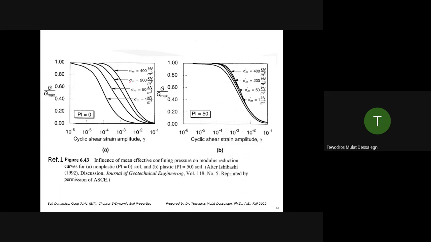How about with effective stress? At some strain, 10 raised to minus 3, if you have larger effective stress, let's say this curve has 1 kilonewton per meter square, the G value is here, and another one at 200 kilonewton per meter square, the G value is here. So as effective stress increases, does the G value decrease or increase? Increase, good job. So that's just a pattern. Those are general observations. You can go through it.